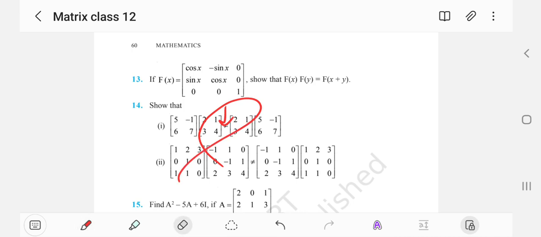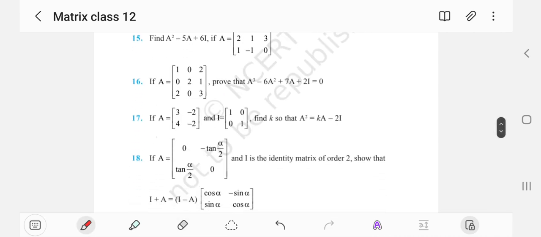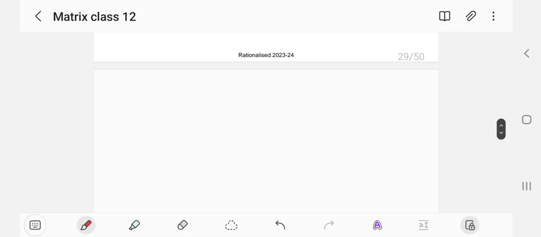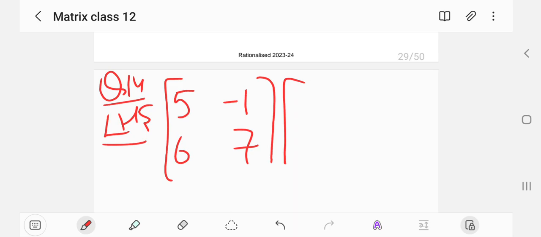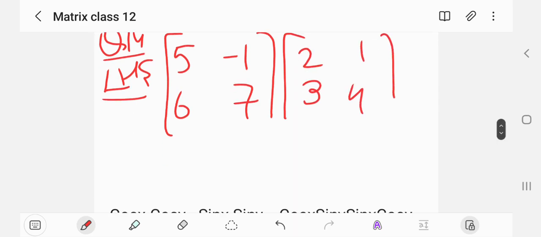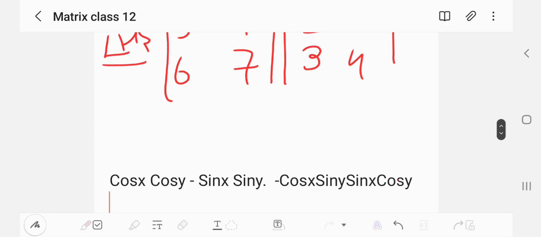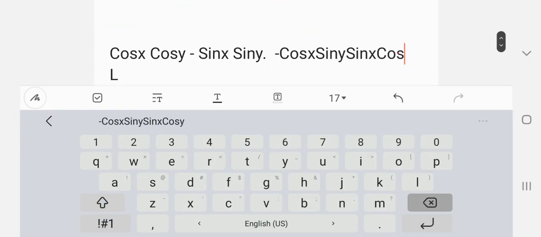Now simply multiply the LHS. Let's solve question number 14 and the LHS part. What are the matrices given to me? It is 5 minus 1, 6 7, here 2 1 3 4. If I multiply, let me first remove this also.